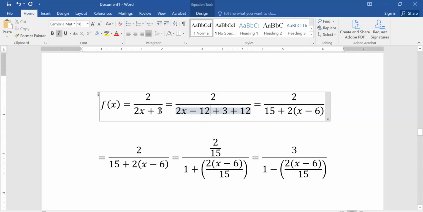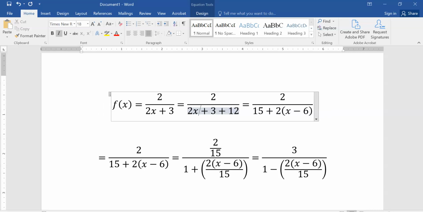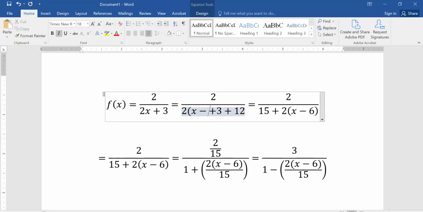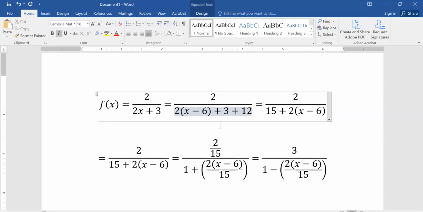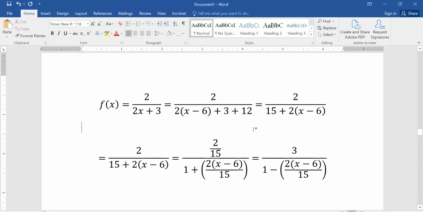In order to even out the subtracting 12 from the denominator, I'm going to have to add 12 to the denominator. All right. So when I have a coefficient, I just have to realize that that coefficient has to distribute, just like the negative sign distributed in one of our first examples. Now 3 plus 12, combine those, that's 15. So if you wanted to do a over 1 minus r, we're going to write this as 2 over 15 plus 2 times x minus 6.